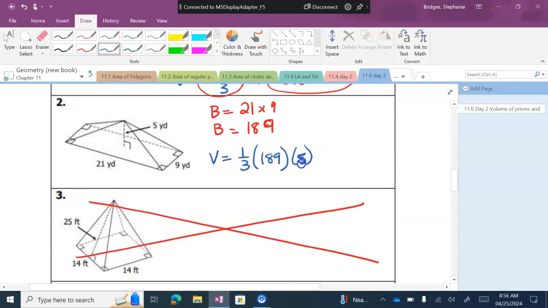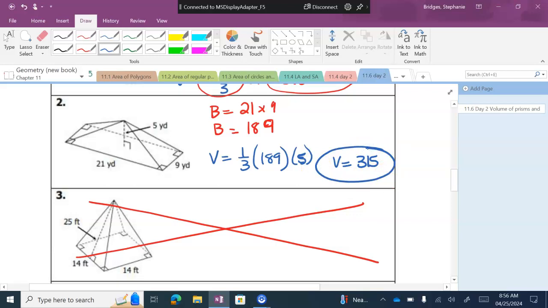So again, it's up to you on how you are comfortable dealing with this. If you're comfortable dealing with the fractions in your calculator, then you can do that. If not, you can multiply the 189 times the 5 and divide by 3. I actually get a whole number either way, right? What'd y'all get? 315.